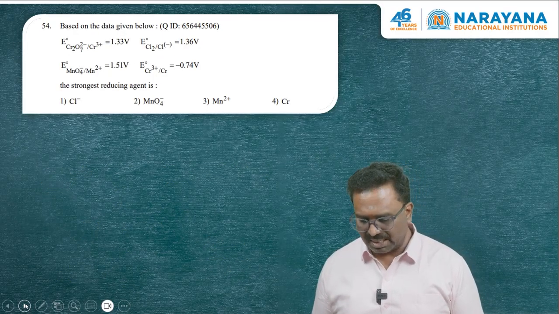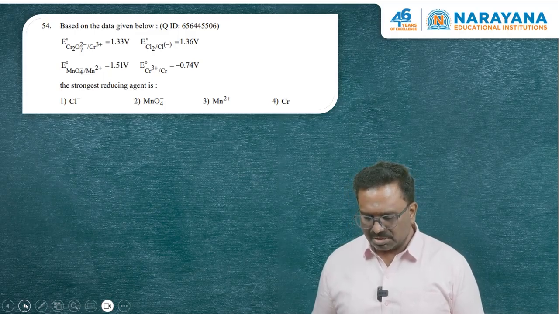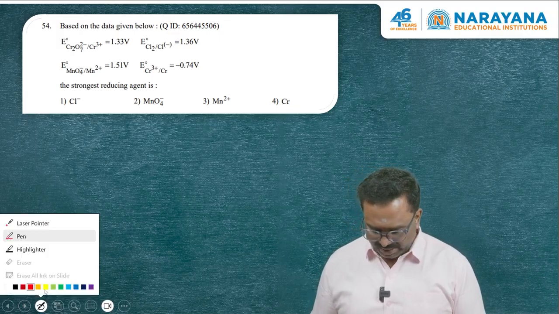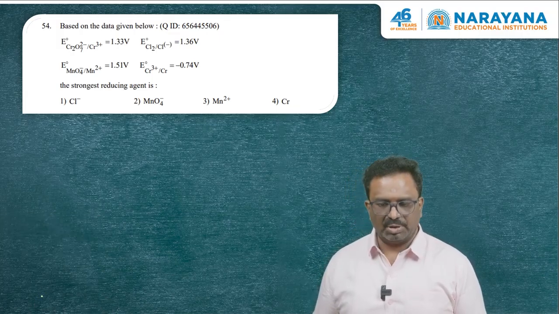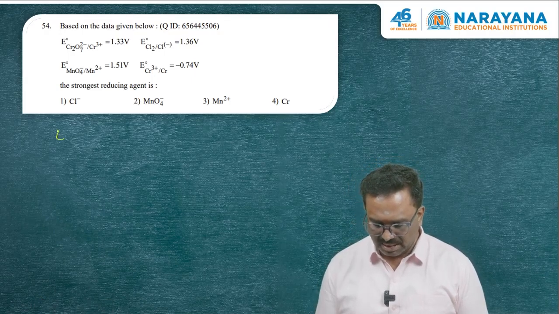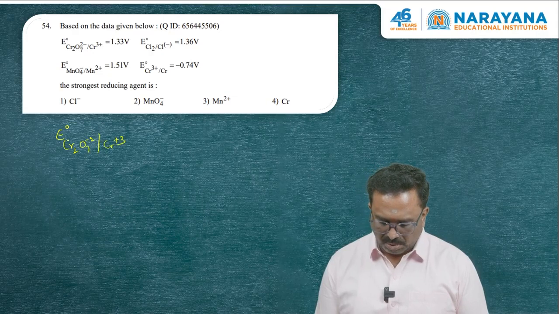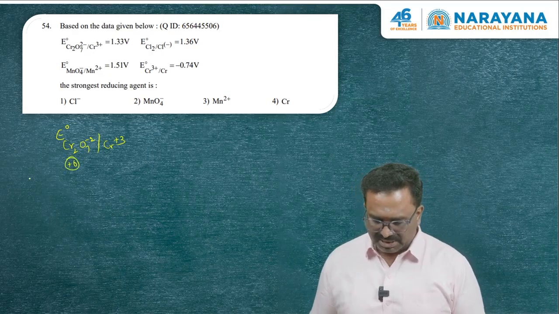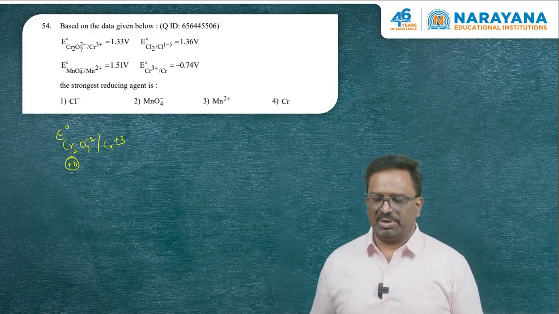Based on the data given below, the strongest reducing agent is. Here we have reduction potentials. How to identify whether the given is reduction potential or oxidation potential? Here you can see E naught of Cr2O7 2- to Cr3+. Chromium from +6 state here is reduced into +3. That means the given is reduction potential.